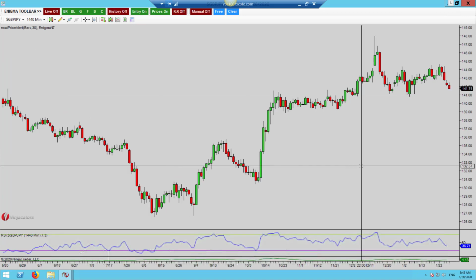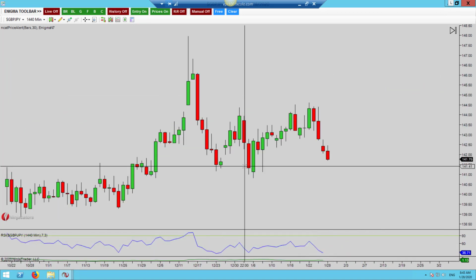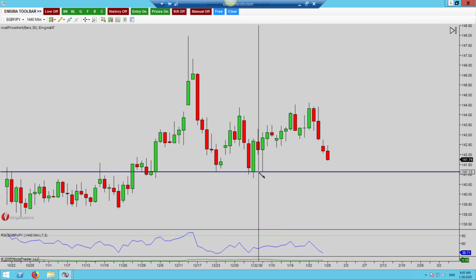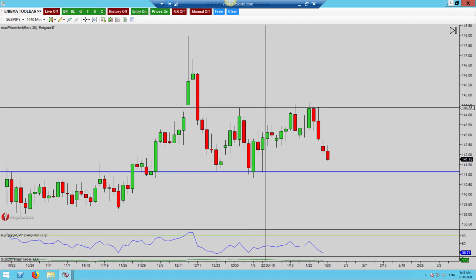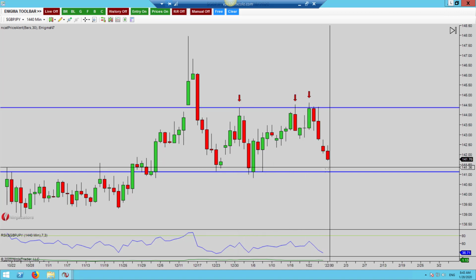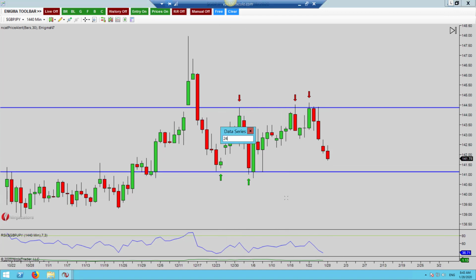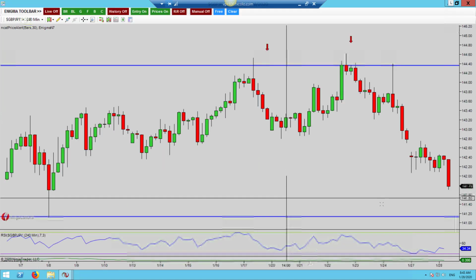So here on the daily time frame, really not a great deal is happening. What I would say is that this is the lower structure level, this is the upper structure level, and as you can see, this upper structure level has been tested 3 times, and we are now working our way down to this lower structure level. Not a great deal here though on the dailies to give us any indication of direction.